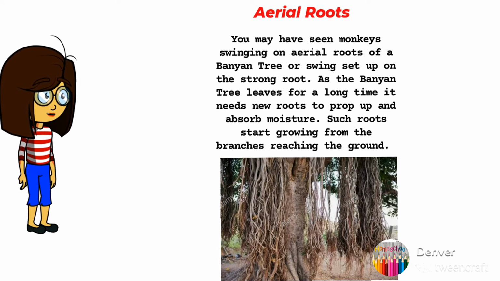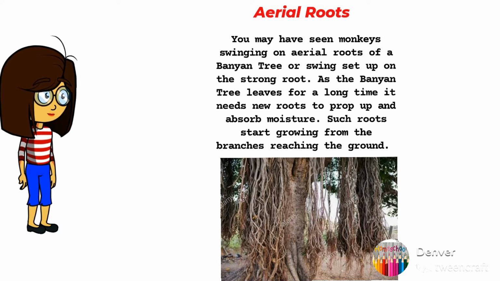So aerial roots grow above the ground. You can see them with your eyes. You can see in the picture the stems that are hanging, actually those are roots. These roots are used to make swings also, for swinging purposes. Also, monkeys jump from one tree to another with the help of these aerial roots.